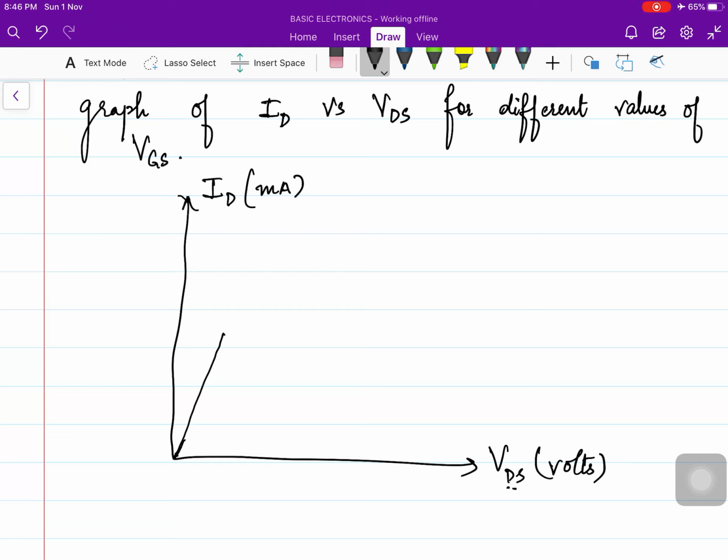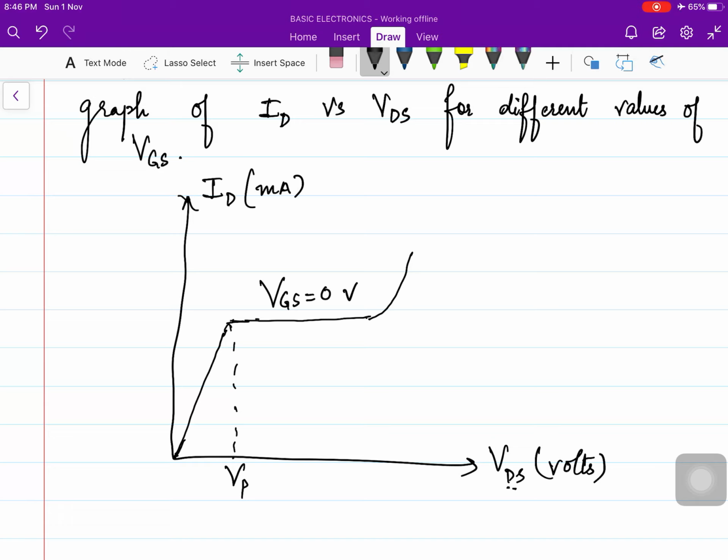But as you keep on increasing VDS, we have also learned that the pinch off voltage will be reached and the drain current will become constant. So this is the pinch off voltage. Drain current becomes constant and after a certain limit, it will also go into the breakdown region. So this is the breakdown region. So let it be for VGS equal to 0 volt.